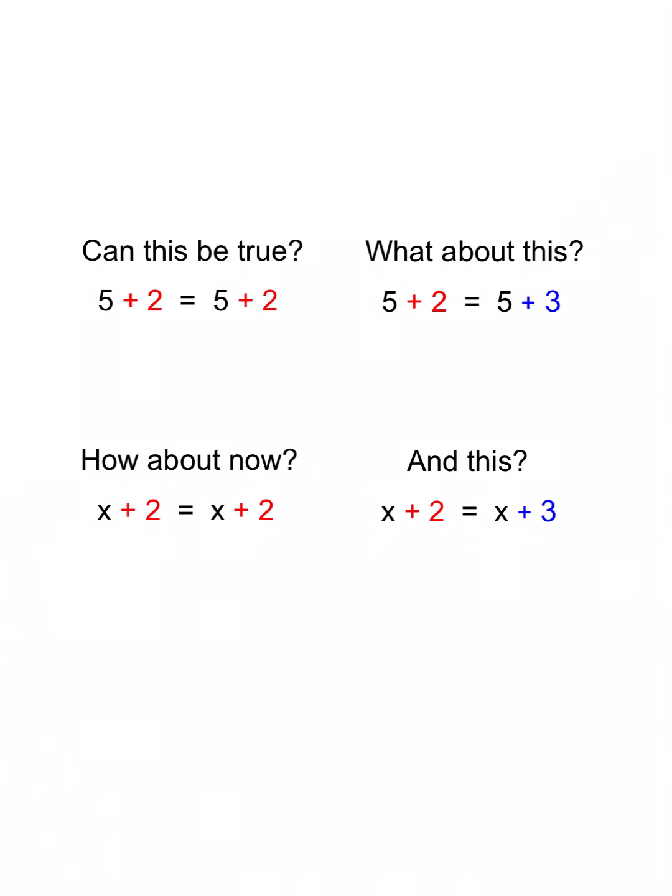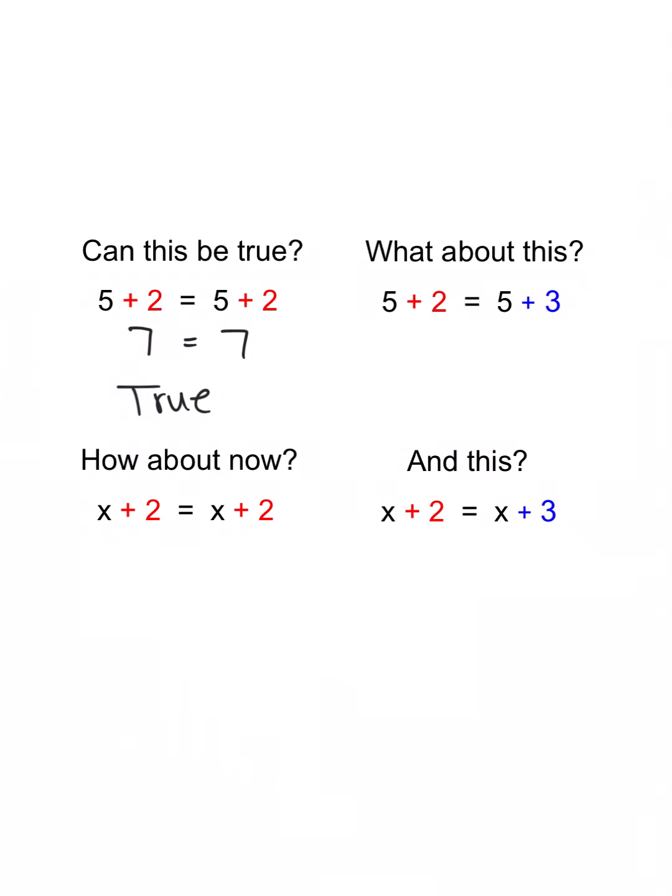So looking at equations, we kind of think of the same thing. We look at that equal sign, that both sides have to be equal. This top left one, can this be true? 5 plus 2 equals 5 plus 2. Well, yeah, 7 equals 7. So yes, this is true. We know that 7 equals 7.